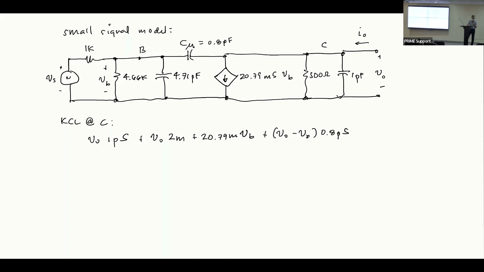So these are 4 current components, no? One going down here, V sub O 1 PS. The one going down here, V sub O 2M. The one going down here, 20.79 M V sub B. And then the one going left here, which is V sub O minus V sub B 0.8 PS, should equal to I sub O. But since this is an open circuit, that should equal 0.